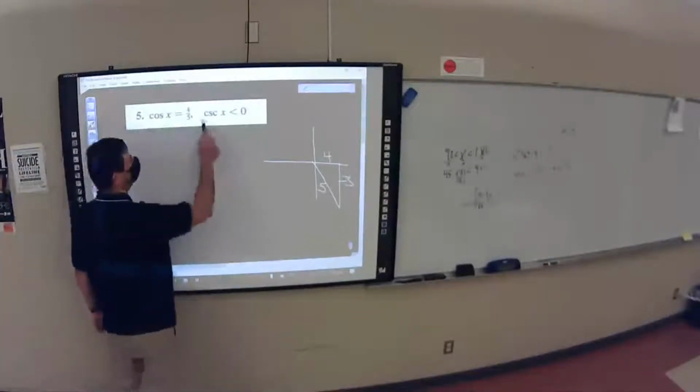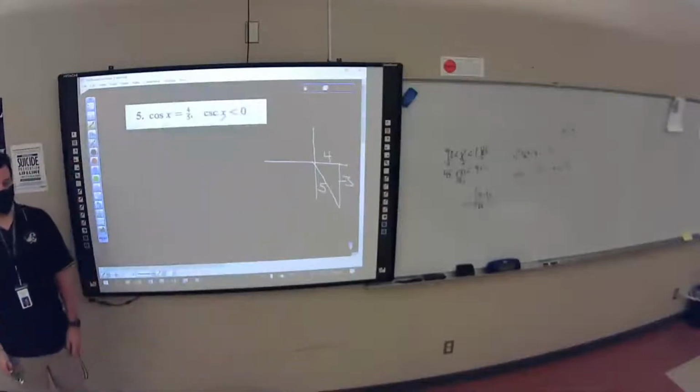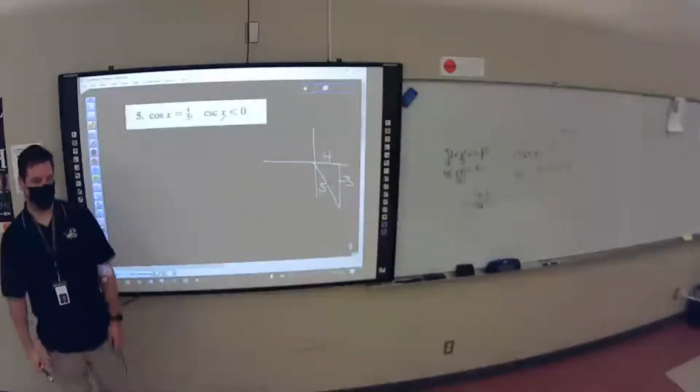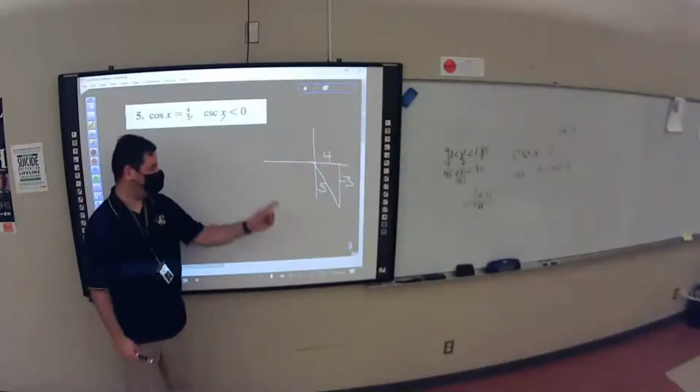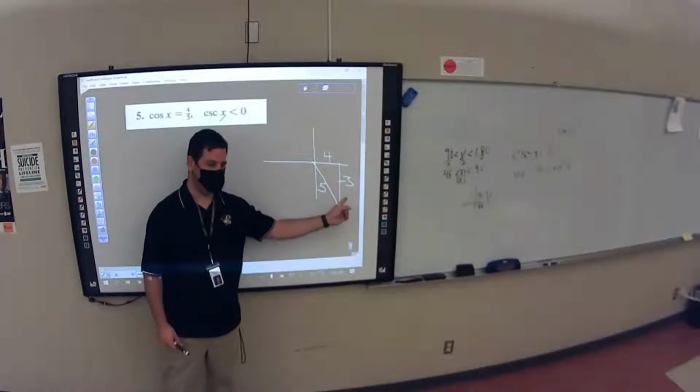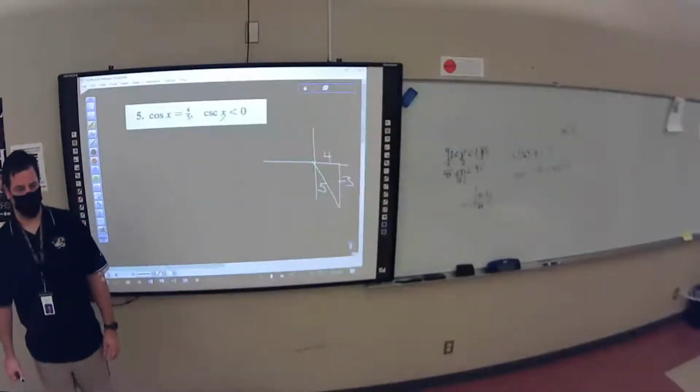Because cosecant is less than 0. And for cosecant to be less than 0, cosecant has to be negative. And cosecant is the same thing as sine. Okay. And sine is negative in quadrants 3 and 4. And so the only one they have in common is quadrant 4. Okay, you're good now? Yes.